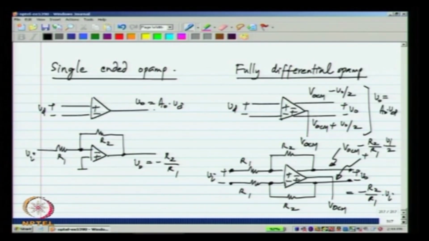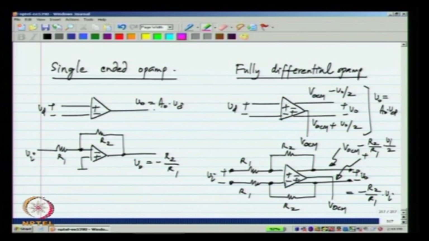Now, also please note that once you have a fully differential circuit, this minus sign loses its significance. Okay. If I measure the output voltage with the upper terminal being positive and the lower being negative, I get minus R2 by R1 times Vi. If I flip the notation of V naught, I will get plus R2 by R1 times Vi.